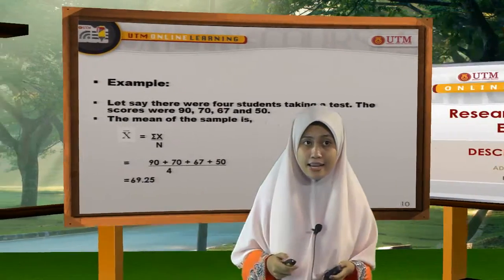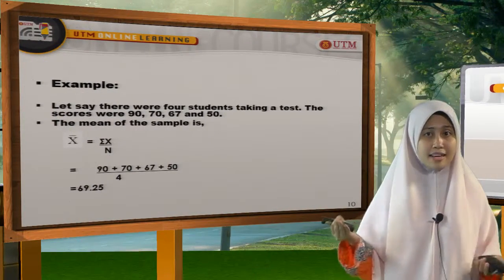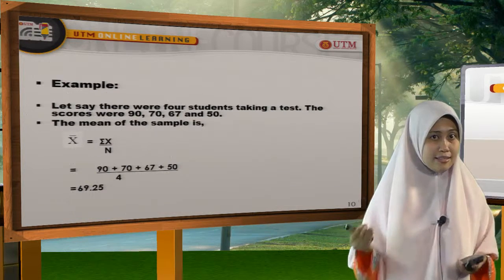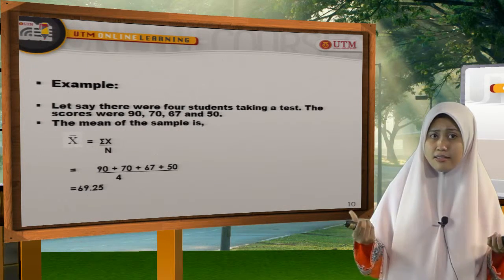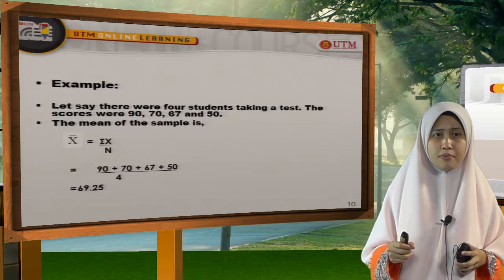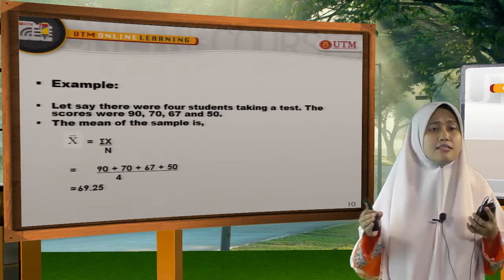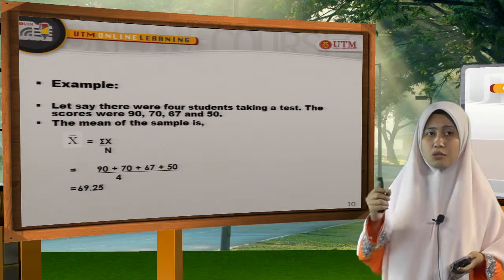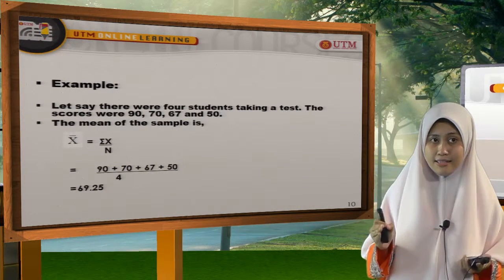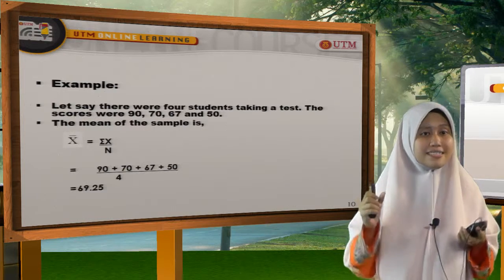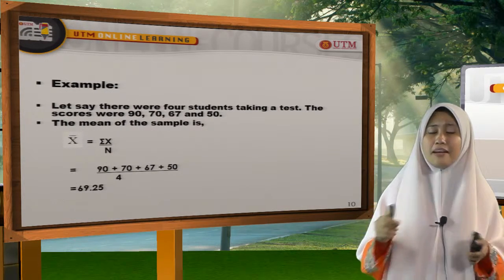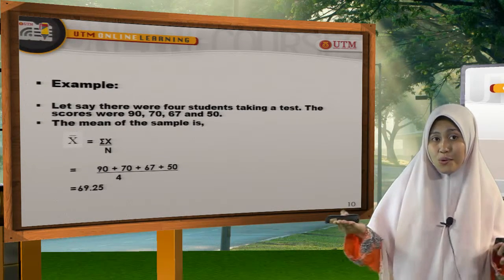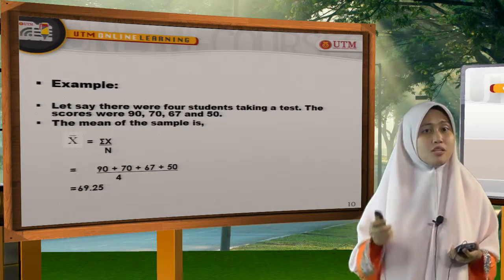Example. Let's say there were 4 students taking a test. The scores were 90, 70, 67, and 50. The mean of the sample is the sum of individual scores divided by the number of scores. So, 90 plus 70 plus 67 plus 50, divided by 4. So, the mean is 69.25.